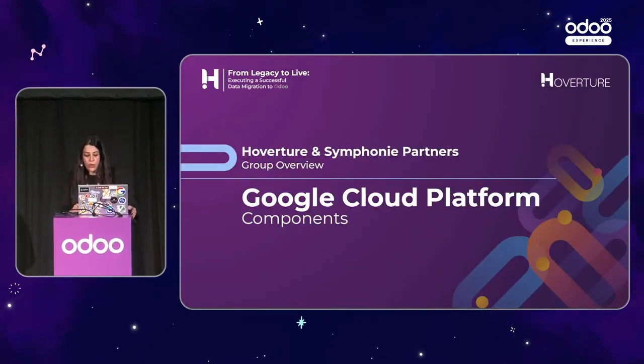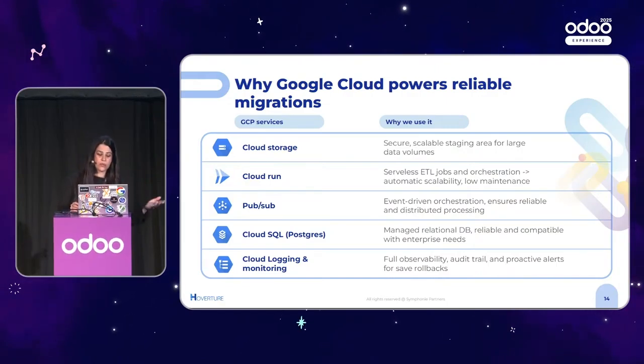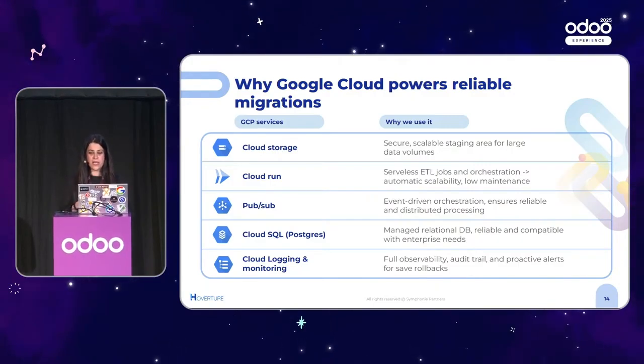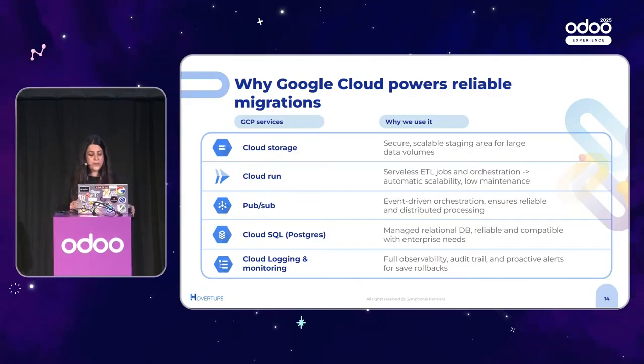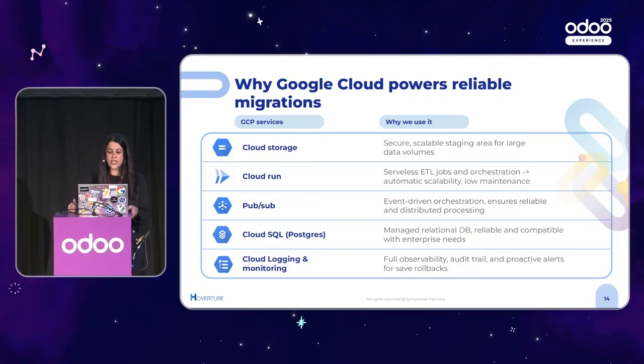About Google Cloud and the components that we use for this kind of data migration, just a quick look. We use these tools from Google Cloud that are very common for people who know Google Cloud. So basic Cloud Storage, which is a scalable and secure staging area for very large data volumes. Then we have Cloud Run, which is serverless ETL jobs that make the orchestration and scalability of our flow easier. Then we have Pub/Sub for the messages and for the event-driven orchestration.